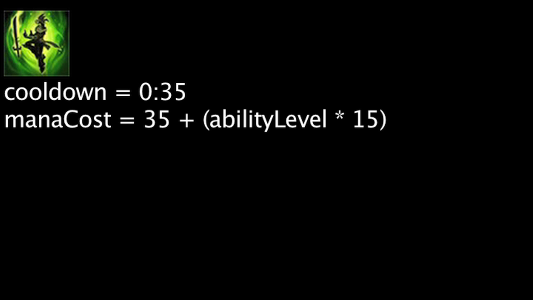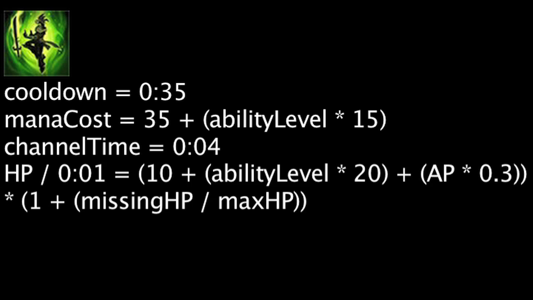Meditate has a 35 second cooldown and will cost mana equal to 35 plus the ability's current level times 15. When cast, Master Yi will channel for up to 4 seconds and restore health each second equal to 10 plus 20 times the ability's current level, plus Master Yi's ability power times 0.3, times 1 plus Master Yi's missing health divided by his maximum health.